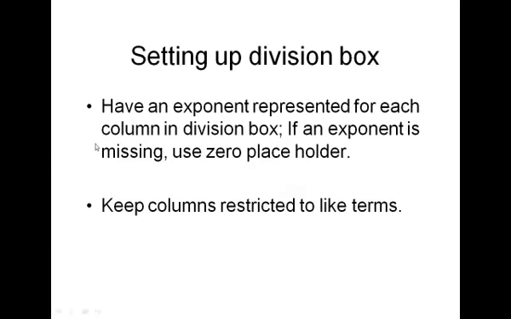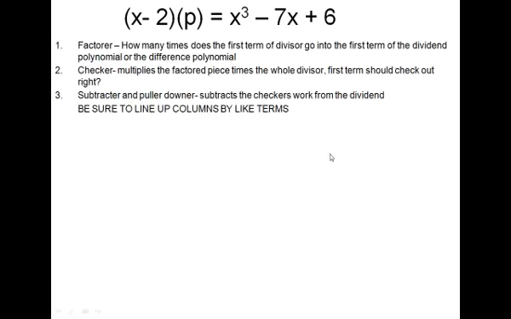Another thing to remember is when we're setting up a division box, I'm going to ask you to make sure that you have an exponent represented for each column in the division box. If an exponent is missing, we need to use a 0 placeholder. And then also keep columns restricted to like terms. What I mean by these 2 slides I will show you in this example.